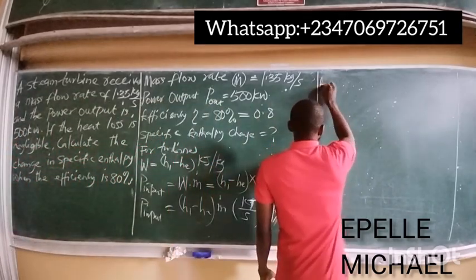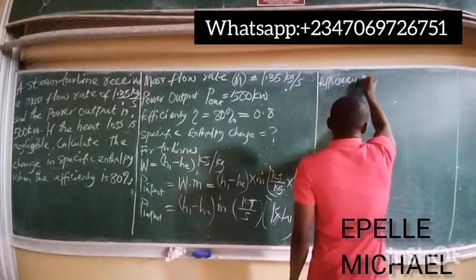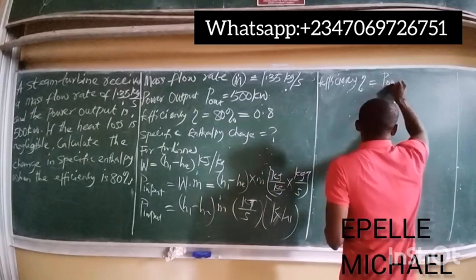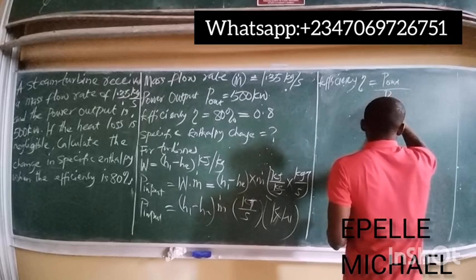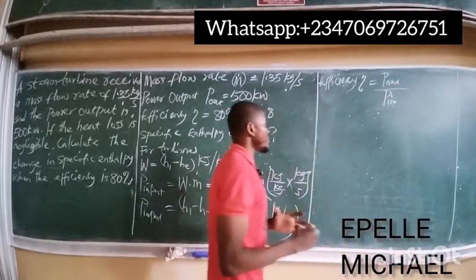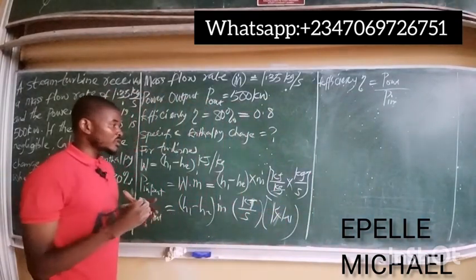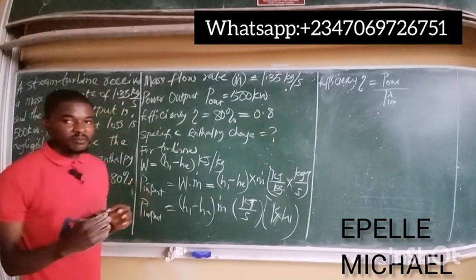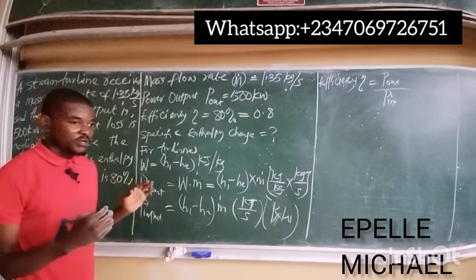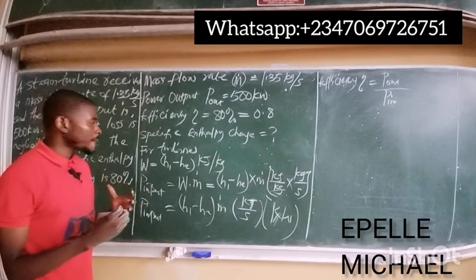Efficiency itself is simply what? Since it is now in terms of power, it becomes power output all over power input, multiplied by 100%. Remember the formula, if it is not in terms of power, it becomes work done all over heat supplied. Work done is an output effect, while heat supplied is an input effect. So in terms of power, we can simply call it power output all over power input.